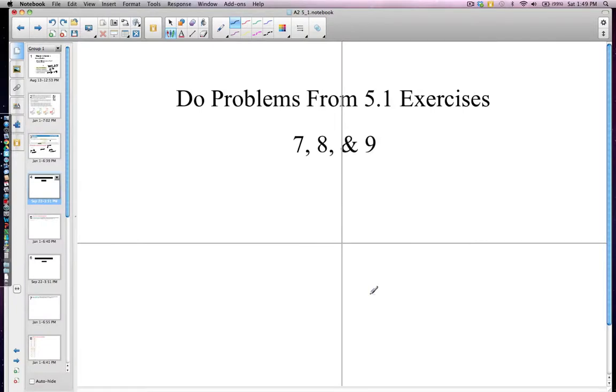Okay, so to practice identifying inverse and direct variation, go ahead and work on problems 7, 8, and 9. Please remember again, to reiterate, that in a direct variation model, as x increases, y increases. And in an inverse model, as x increases, y decreases.